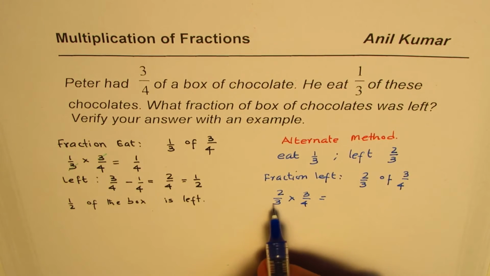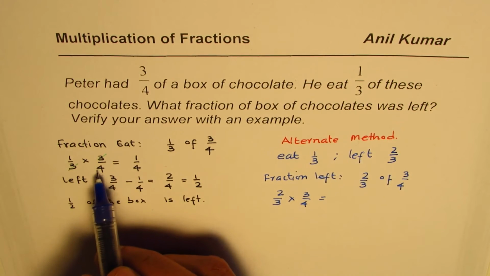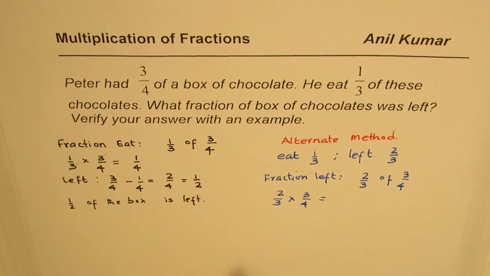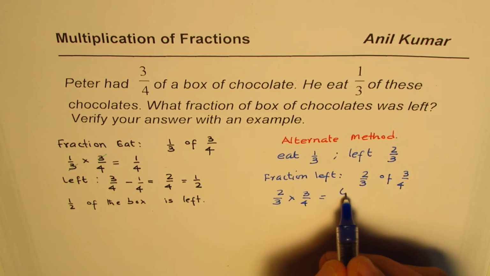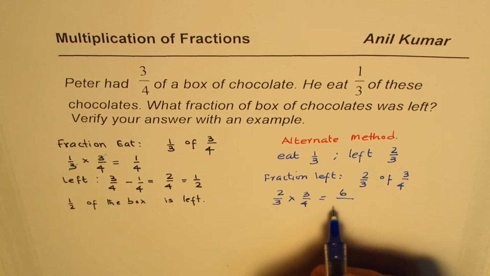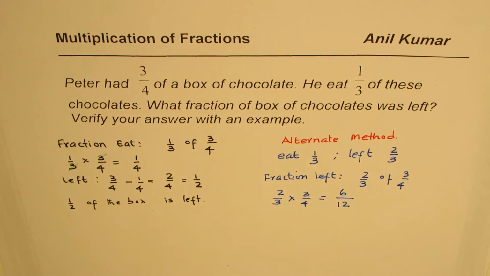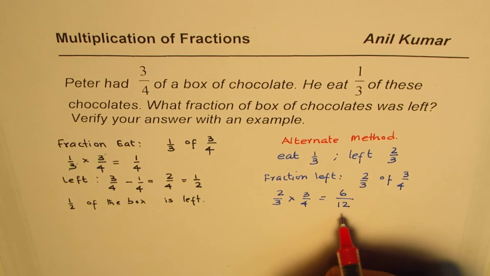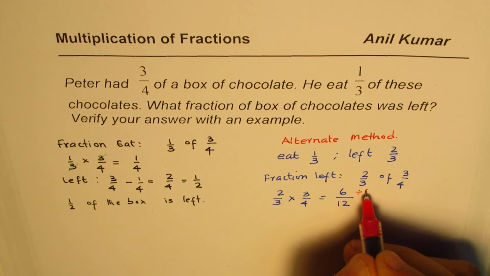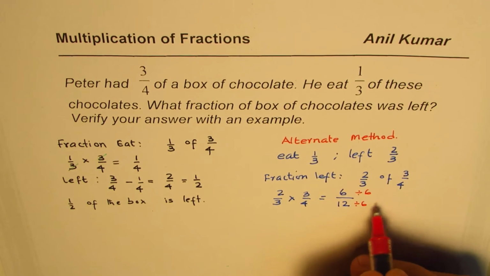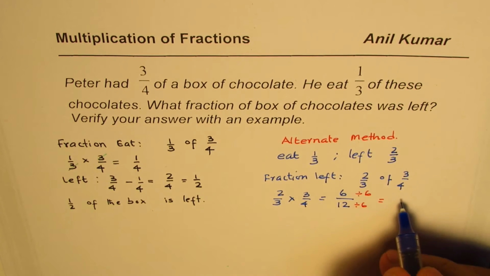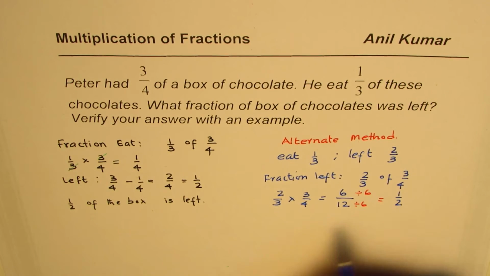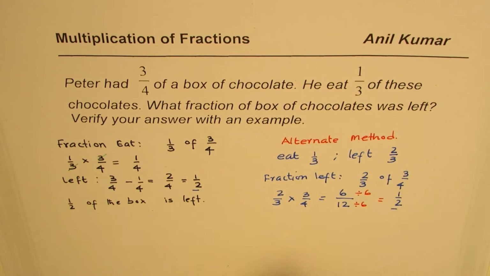In this particular solution, I will not cancel and then get the product, but I'll go the long way. I'll multiply the numerators. 3 times 2 is 6. 4 times 3 is 12, correct? Now we can simplify this fraction. You can divide both by 6, correct? Both by 6. What do you get? You get a simplified equivalent fraction, which is 1/2. So the answers are the same. Do you see that? The answers are the same.